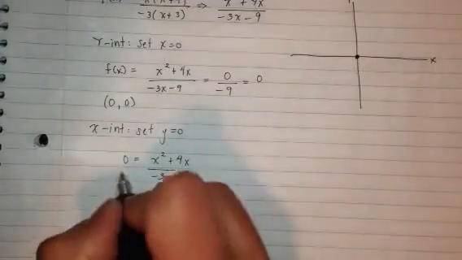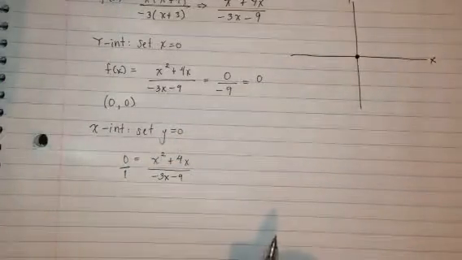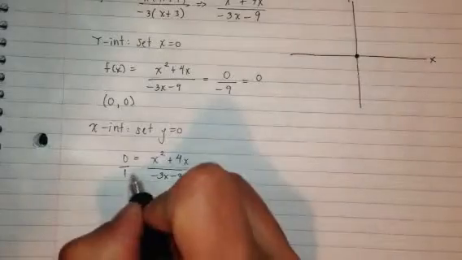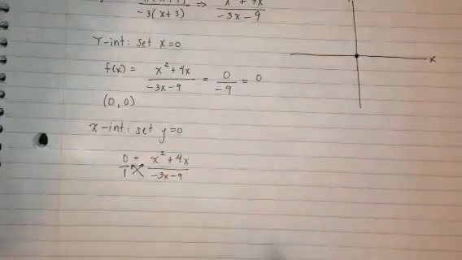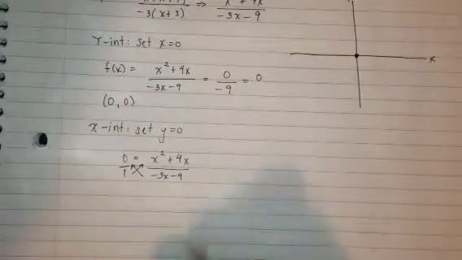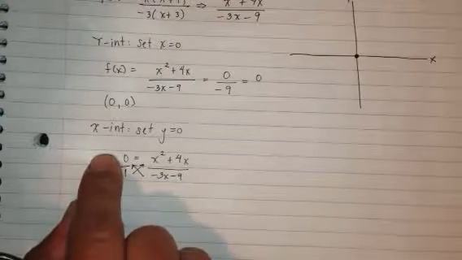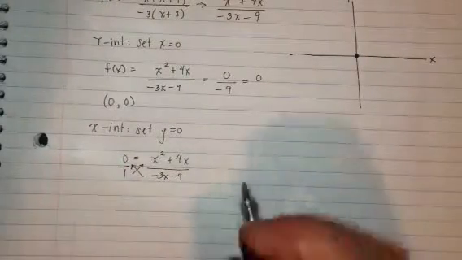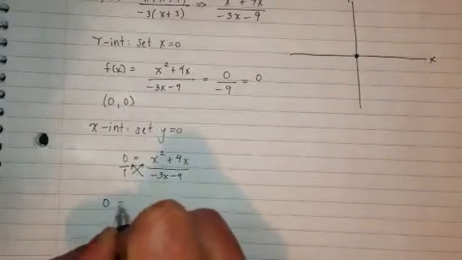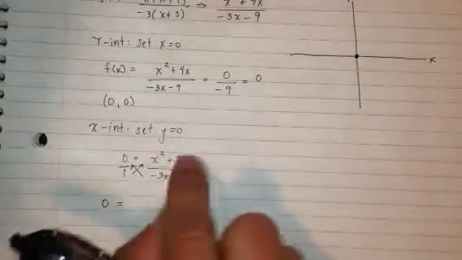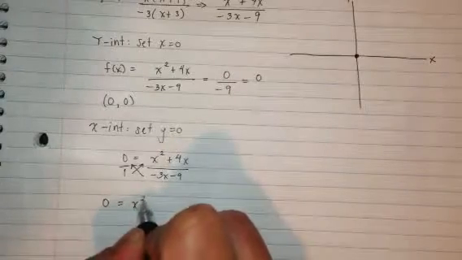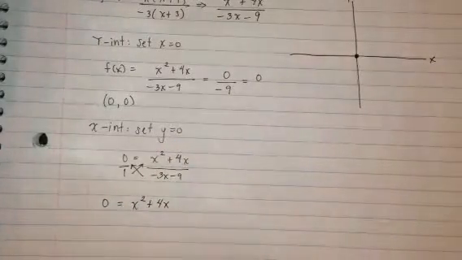And what you can do is you can make this guy into a fraction. And what a lot of students do, they just kind of cross multiply. You've done that in probably algebra 1. So negative 3x minus 9 times 0, well, that's going to give you 0. And then 1 times this numerator over here, that's just going to give you x squared plus 4x. And now you just have to go ahead and solve this equation.